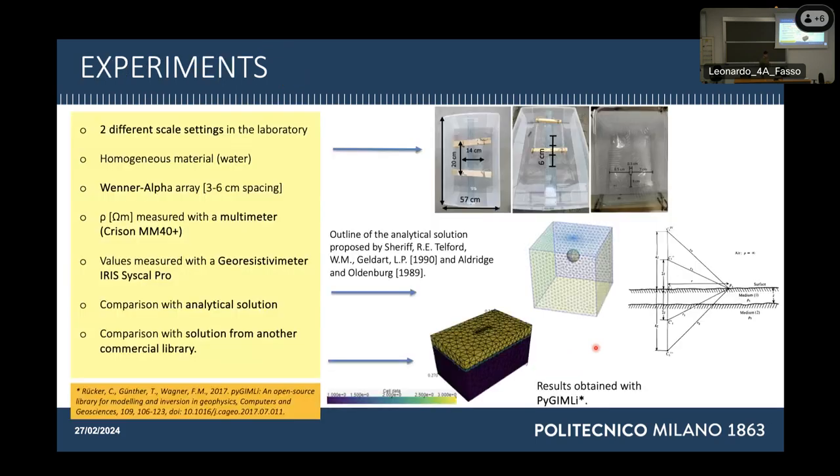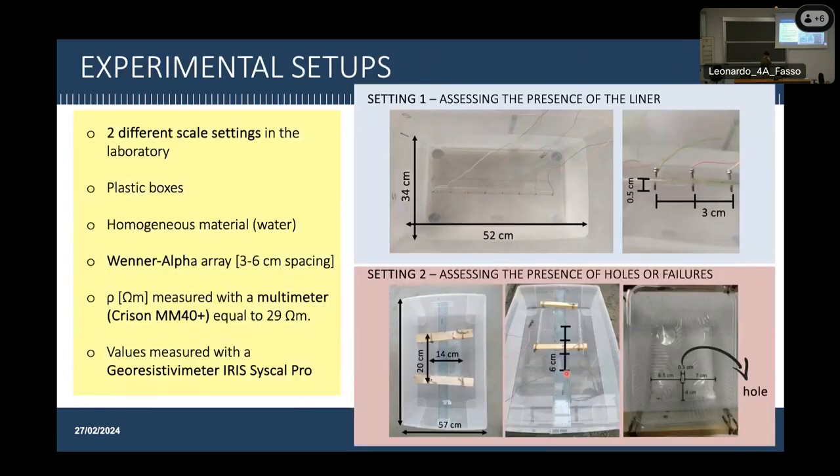The starting point is the comparison with the results obtained through experiment. In this case, we have two settings. Then the results obtained through analytical solutions present in literature, and then the comparison with other commercial software, working in Python. These are the two settings. This is the first one. We have a plastic box. We located the electrode on the surface and increased the amount of water inside the box. We increased the distance from the surface to the base of the box. The base of the box is comparable to the liner, so plastic.